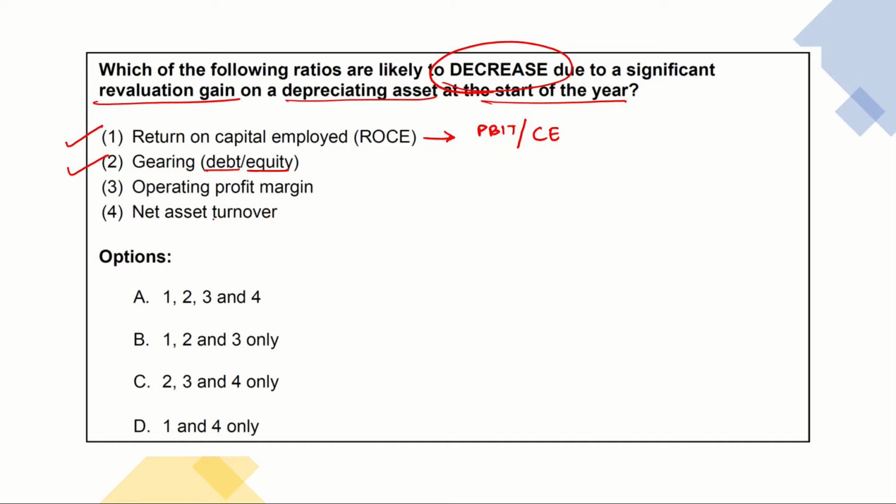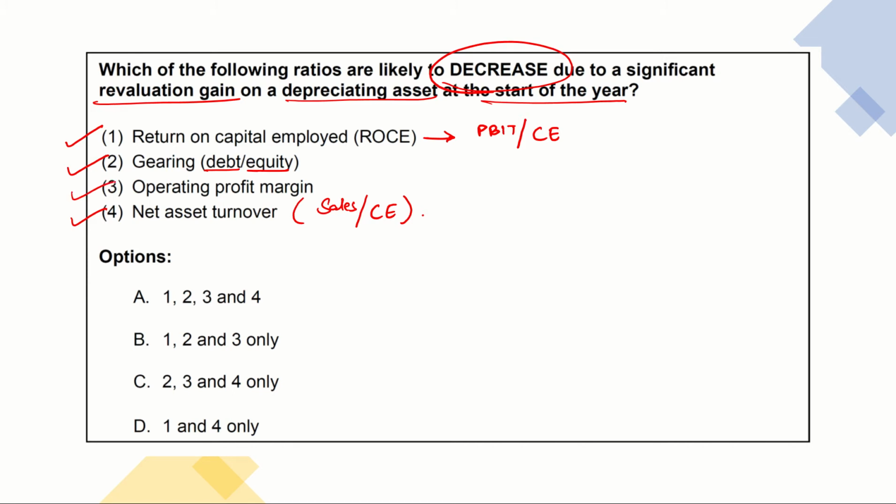Same with the net asset turnover, where the formula is sales divided by the capital employed. So guys, the same explanation goes over here: sales, assuming that remains the same, but the capital employed is going to go up as a result of the recognition of the revaluation gain under the revaluation reserve, and therefore the asset turnover is also going to dilute and would decrease.